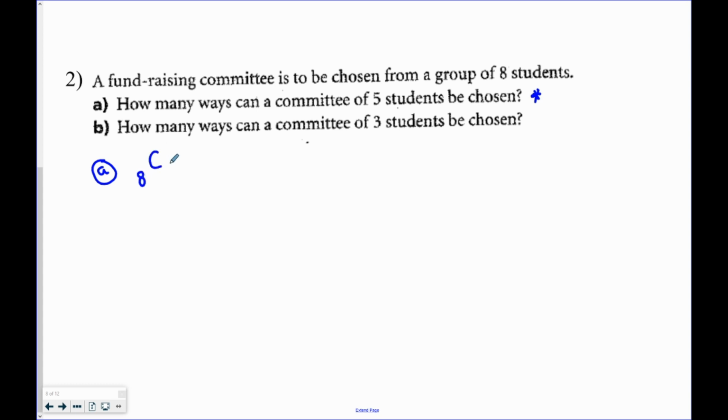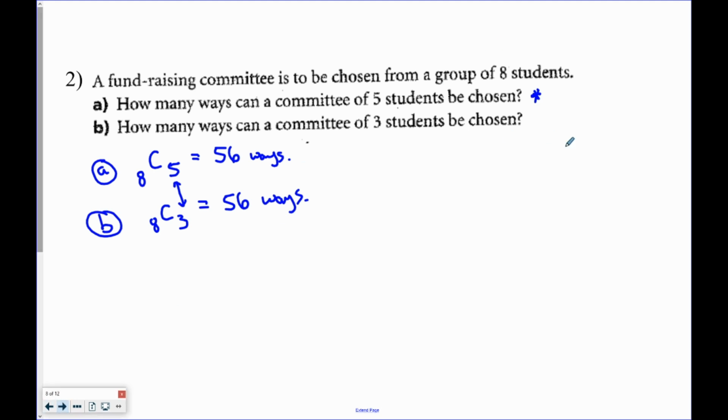So you got 8 people, and you're going to choose 5 of them. So 8C5, type it in on your calculator, and you get 56 ways. Okay, part B. What if it's just 3 students being chosen? Well, it's going to be 8C3. And hey, check it out, 5 plus 3 is 8. So these two combinations have the same value. It's going to be 56 again. Save yourself a little bit of time. Okay, we can go ahead and take a look at the next question.